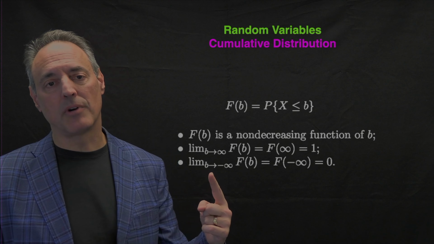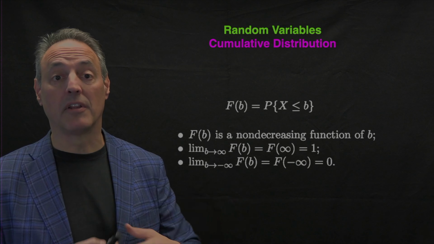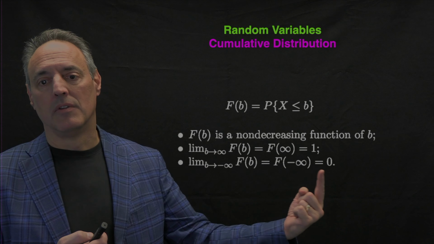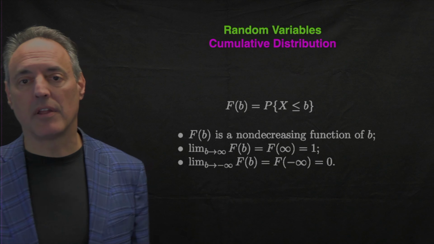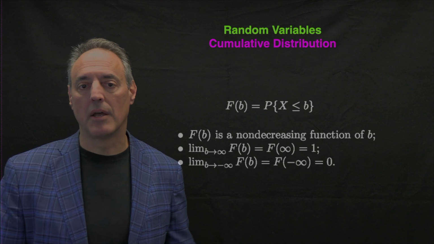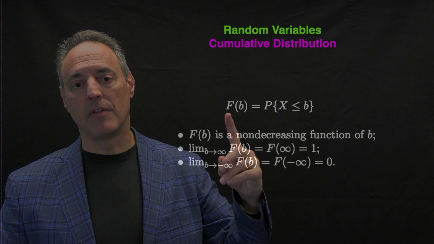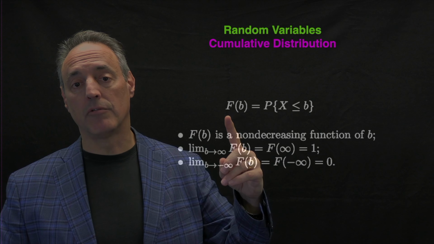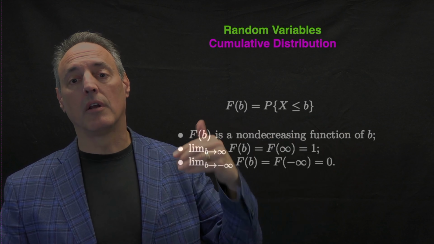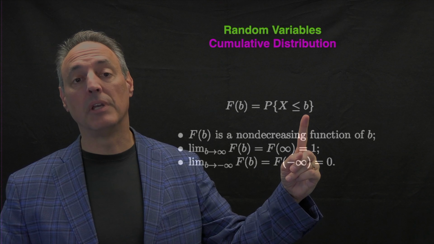However, here is the opposite direction. If you take b goes to negative infinity, nothing happened, then it's 0. You're not counting anything that would have happened there that would hit this sample space. So, in other words, this cumulative distribution takes on a value from 0 to 1, and it's only going up in value as b increases.